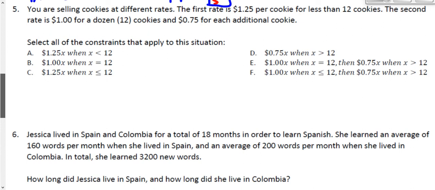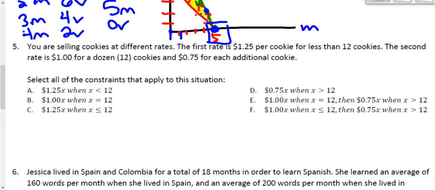So we're selling cookies at different rates. The first rate is $1.25 per cookie if you get less than 12 cookies. The second rate is $1 for a dozen. That actually means per cookie as well. We had a slight typo there. That should have been included. So $1 per cookie for a dozen cookies, and then 75 cents each. So you get a bit of a discount if you buy 12, and then after buying 12, you get a whole bunch of a discount.